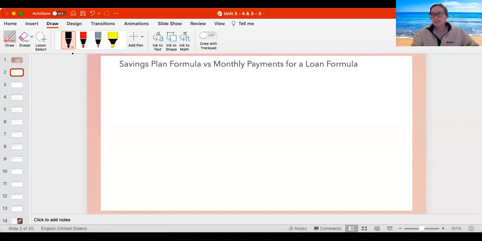Hi, everyone. I want to do a couple of problems where we use the monthly savings plan formula to solve problems involving student loans. I'm going to share my screen. So let me recall what the monthly savings plan formula is.